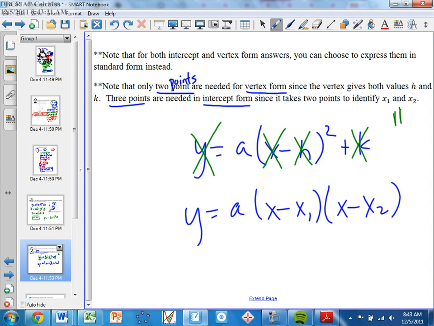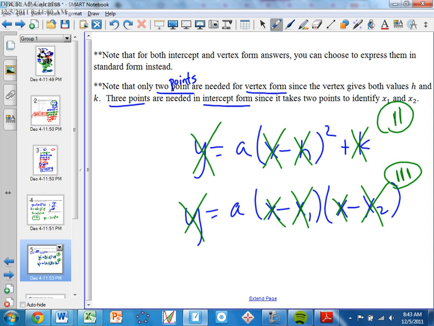But for intercept form, how many points did we have? 3. We had 3, because one of the roots gives you x1, one of the roots gives you x2, and the third point gives you x, comma, y. Again, here you need a root, you need the other root, and you need a third point. If you're given a vertex, you only need one other point. In root form, you need 2 roots and another point. Here you're going to need 3 points. Here you're only going to need 2 points.